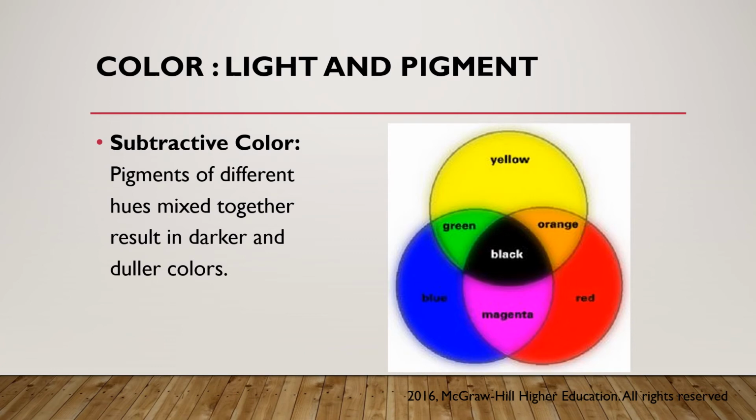On the other hand, when we're working with pigment, it's more subtractive color. So pigments of different hues, when you mix them together, it's just going to get darker and duller.